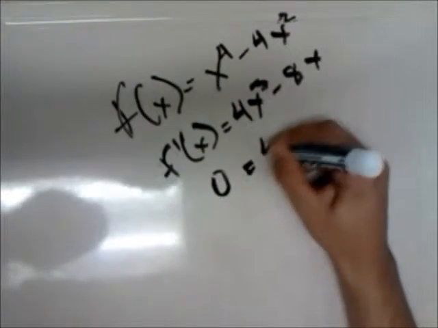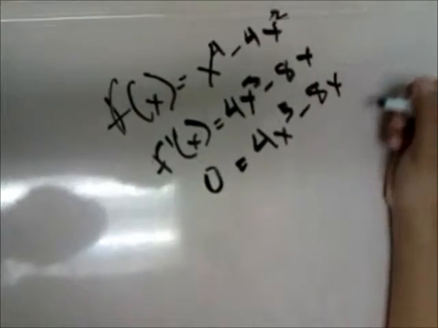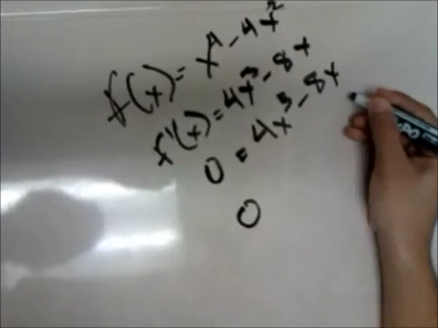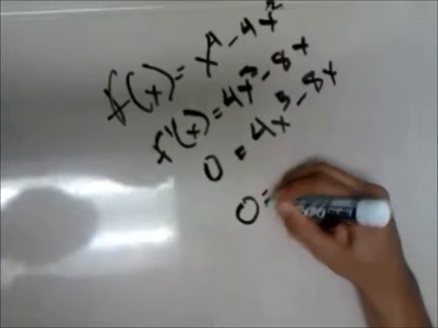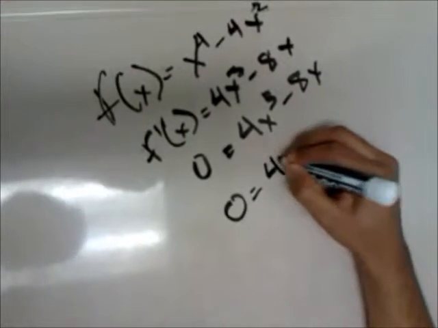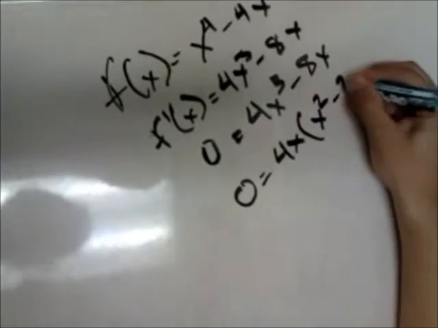So 0 is equal to 4x cubed minus 8x. Now we can just take out the 4x because both of them have it. So 0 is equal to 4x times x squared minus 2.